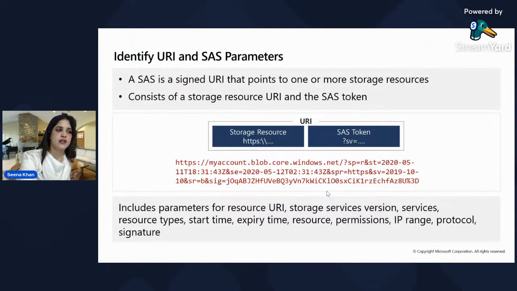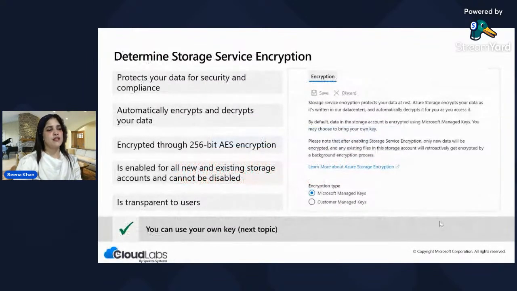If you have given the IP ranges, they will also show, and then the protocol. That is HTTPS we have given, then the signature. After that the signature will start. So it includes the parameters of the resource URI, storage services, versions, services, resource type, start time, expiry time, resource permissions, IP range, protocols, signature, etc. Determine the storage service encryption.